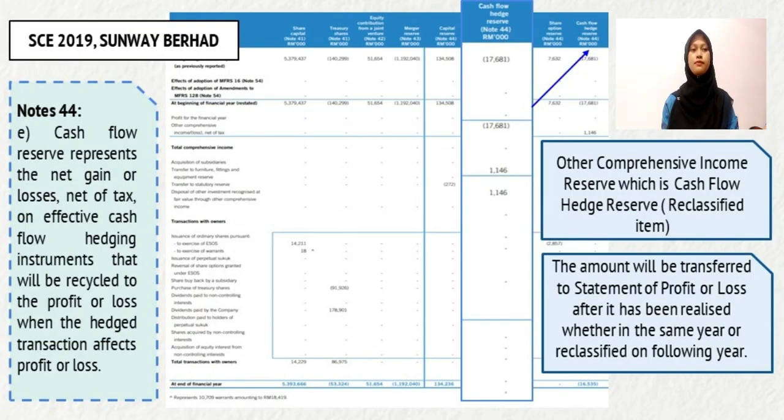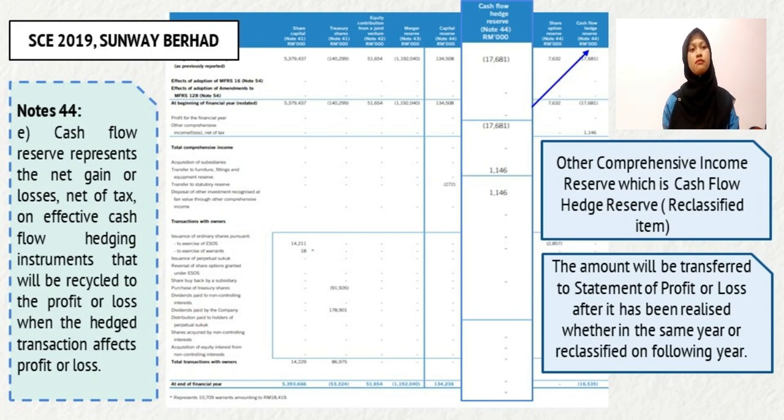For reclassified items, we refer to the statement of changes in equity for Sunway Berhad. The type of reserve is cash flow hedge reserve. Based on note 44, cash flow hedge represents the net gain or losses, net of tax, on effective cash flow hedging instruments that will be recycled to profit or loss when the hedged transaction affects profit or loss. So, based on the statement, the amount will be transferred to the statement of profit or loss after it has been realized, whether in the same year or in the following year.